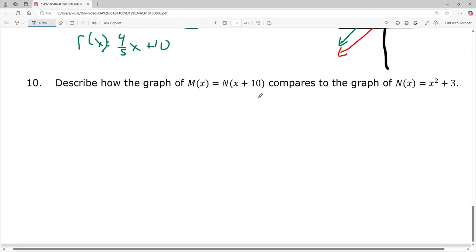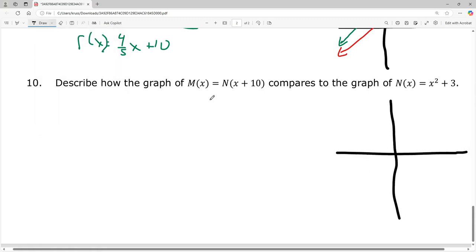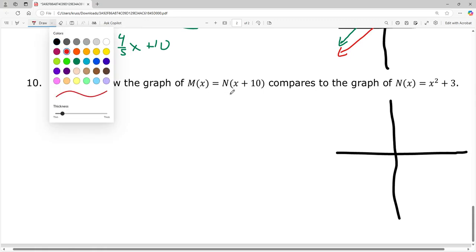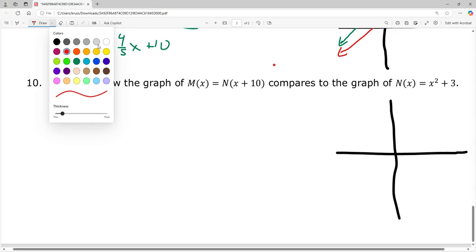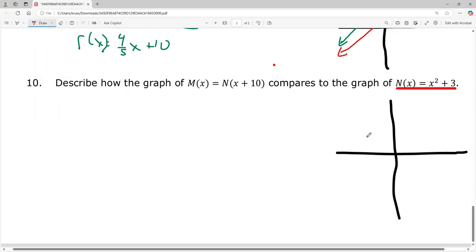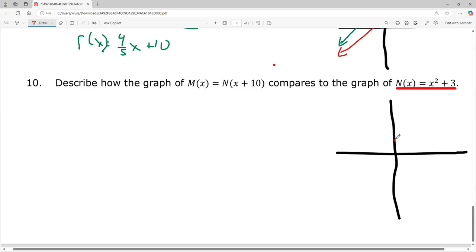Okay, and here's the same thing. We'll have an x and a y, right? And m sub x is n of x plus 10, okay? So our initial function, we'll draw in red, is right here, n sub x, right? And it's x squared plus 3. This is a parabola, and this is x plus 0 squared, right? So the x value of the vertex is at 0, and the y value of the vertex is at positive 3, right here. So it looks like this.